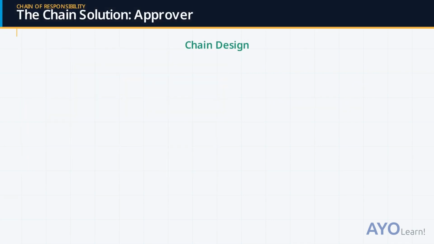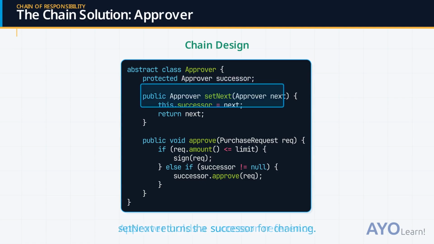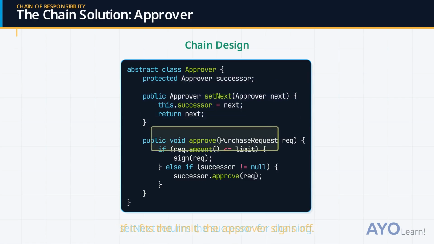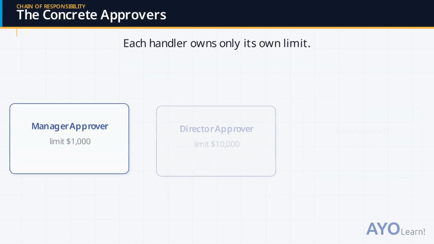Now we design an abstract approver that holds a successor reference. setNext returns that successor for easy chaining. If a request fits this approver's limit, it signs off. Otherwise, it forwards the request to the next approver. Each approver owns only its own limit.